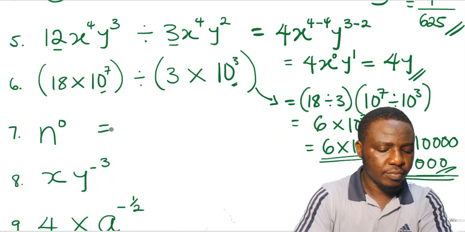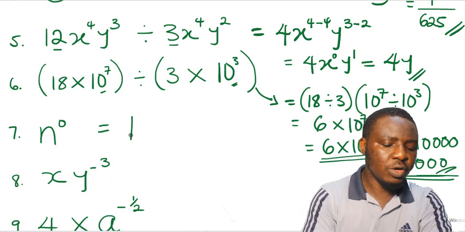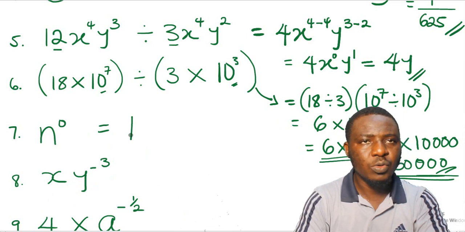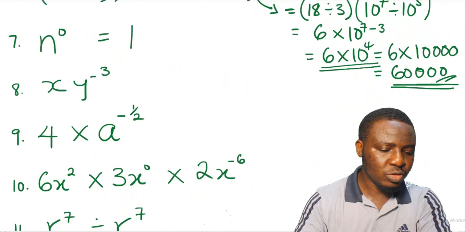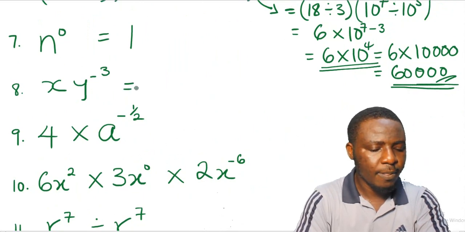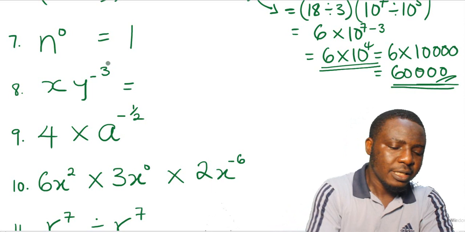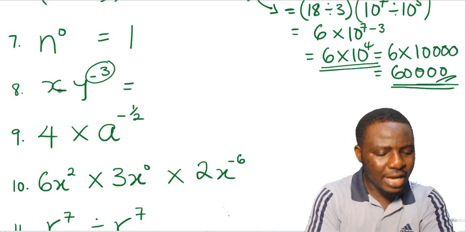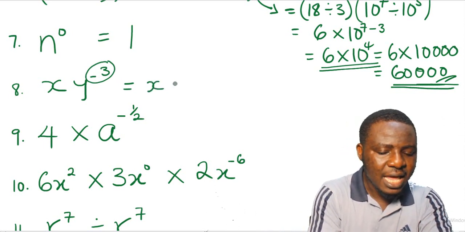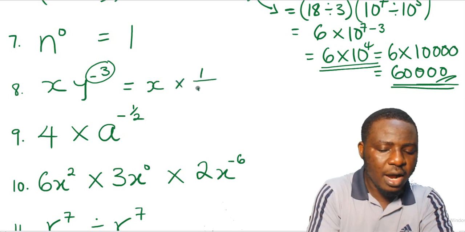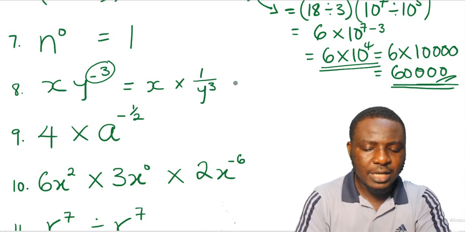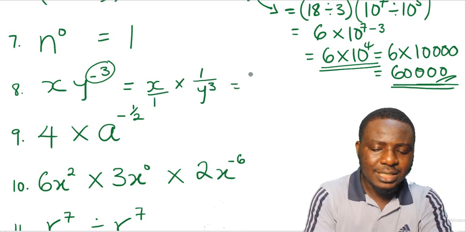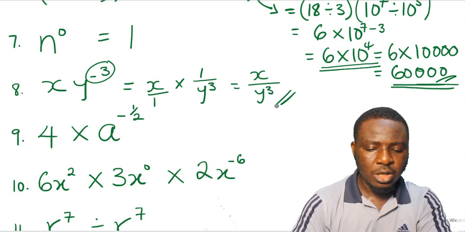Number 7 says n raised to the power of 0. N raised to the power of 0 is equal to 1. That is our third law, which is the 0 index law. We have to simplify number 8. x times y raised to the power of minus 3. This power is affecting only y, so it has no effect on x. So I'm going to simplify this as x times 1 over y raised to the power of 3, which is equal to, if you put this over 1, x divided by y cubed. So this is your answer.